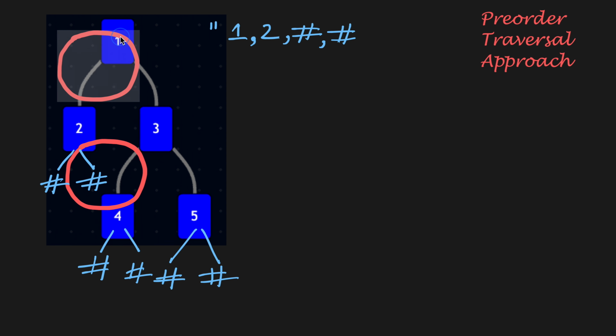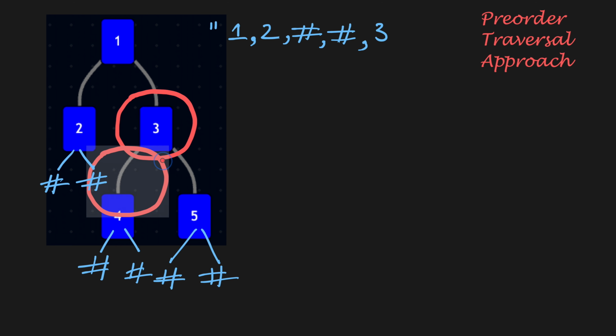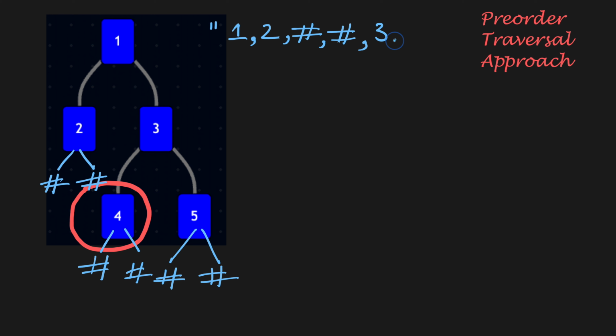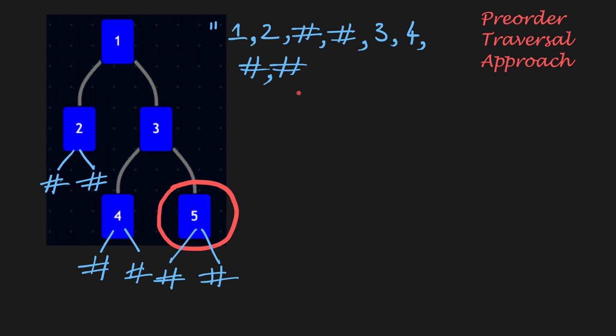So we backtrack to 1 and go to the right to node 3 and append it to the string. And then go left to node 4 and append it to the string as well. And then node 4's children are null, so we append 2 hashes to the string and backtrack to node 3 and go right to node 5 and append it to the string. And then node 5's children are null.